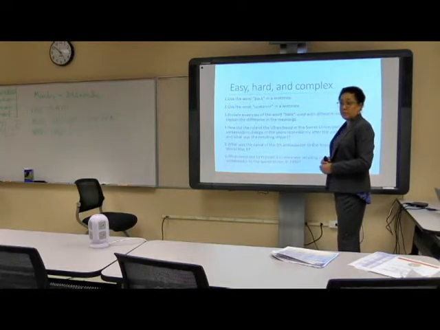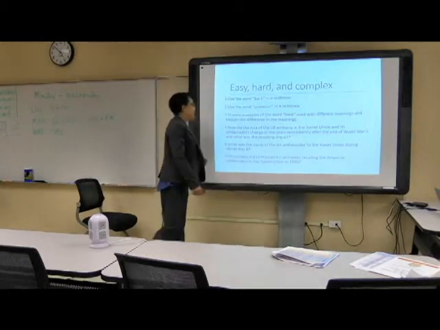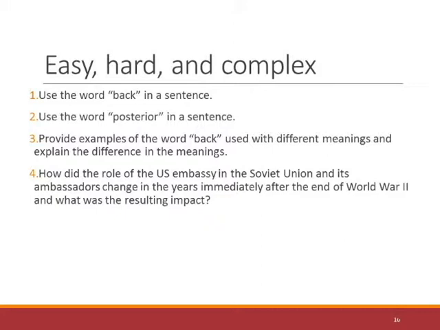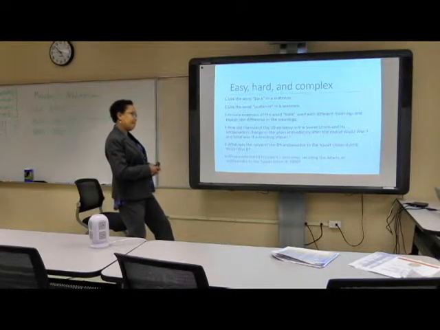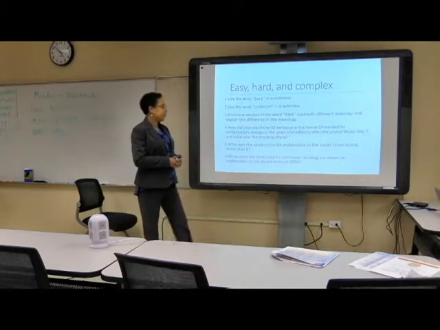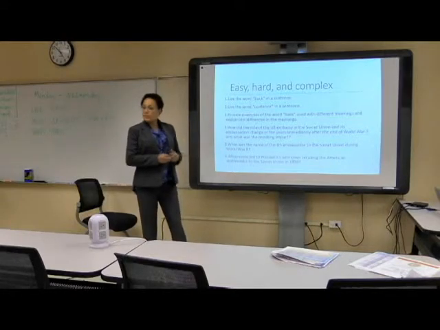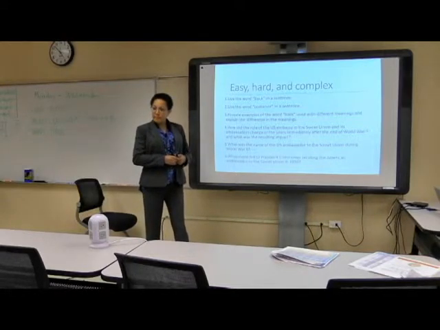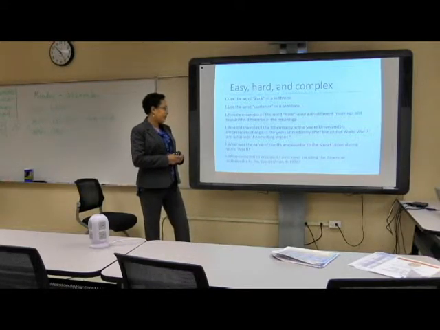Great, explain this to me. So what do you think? It could be a DOK 3. So look at 4. How did the role of the U.S. Embassy in the Soviet Union and its ambassadors change in the years immediately after the end of World War II, and what was the resulting impact? It's a nice long question. Three. Why? Because you have to know the role, and you also have to know the result. Is that complex? Yes. Like a level 3 complex or level 2 complex? I think 3.